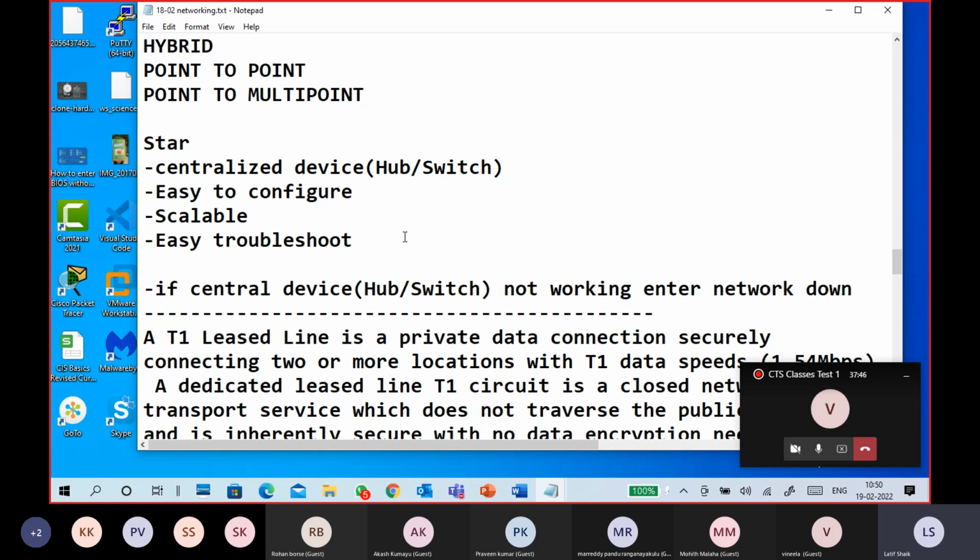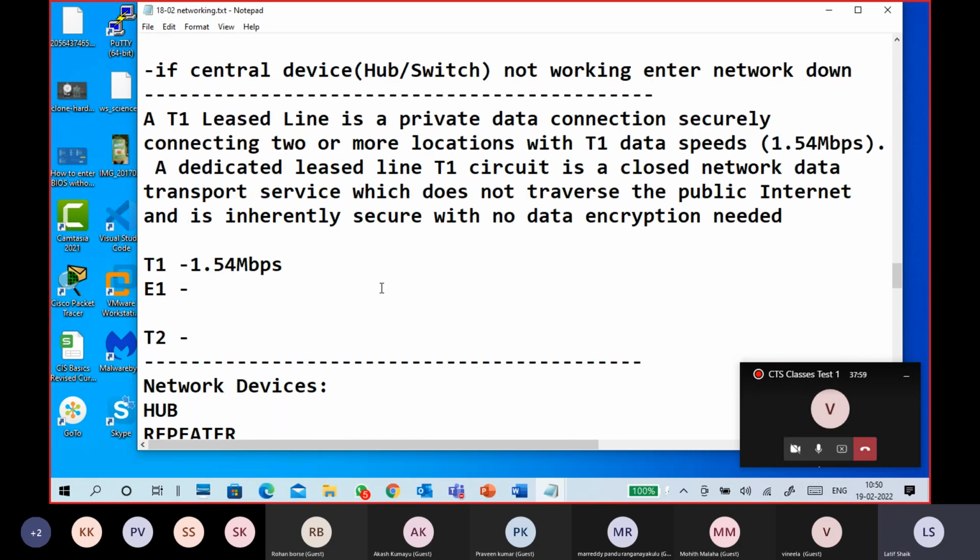It is very easy to configure, easy to troubleshoot. It is scalable. Only one thing: if the centralized device, hub or switch, is down, the entire network will collapse.